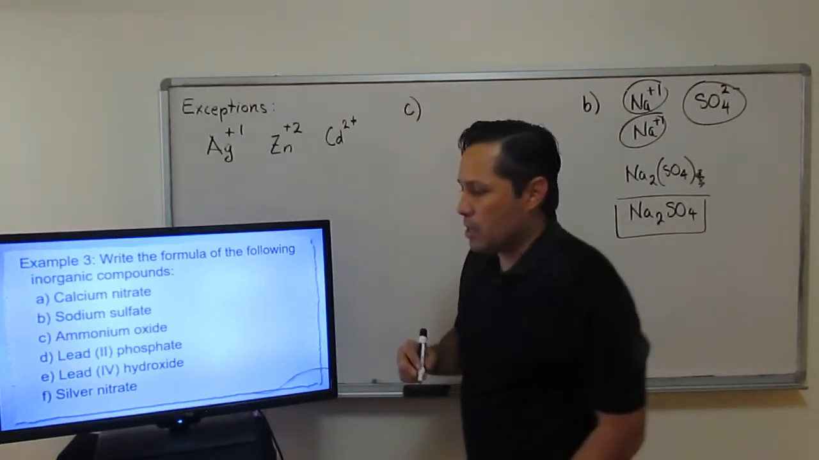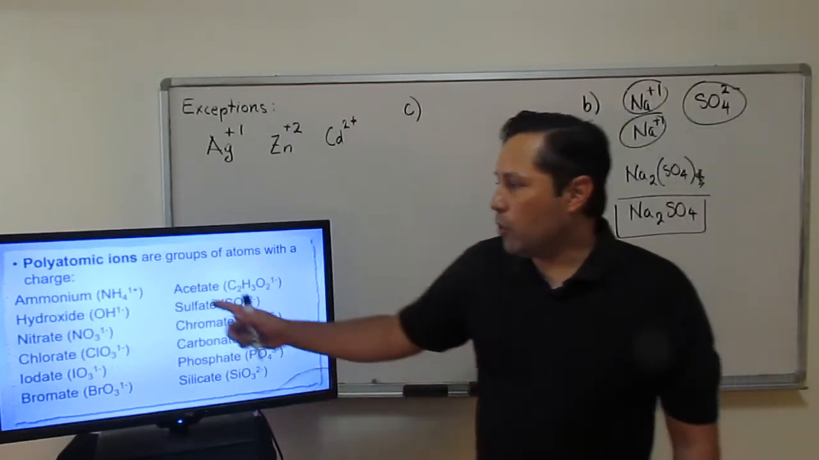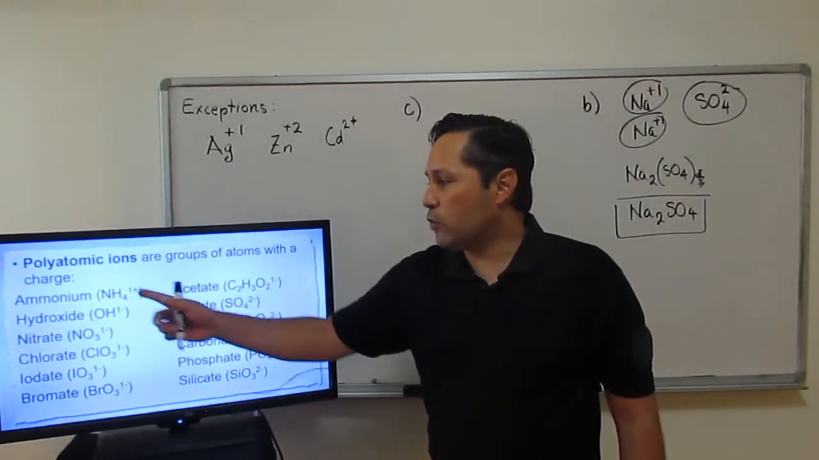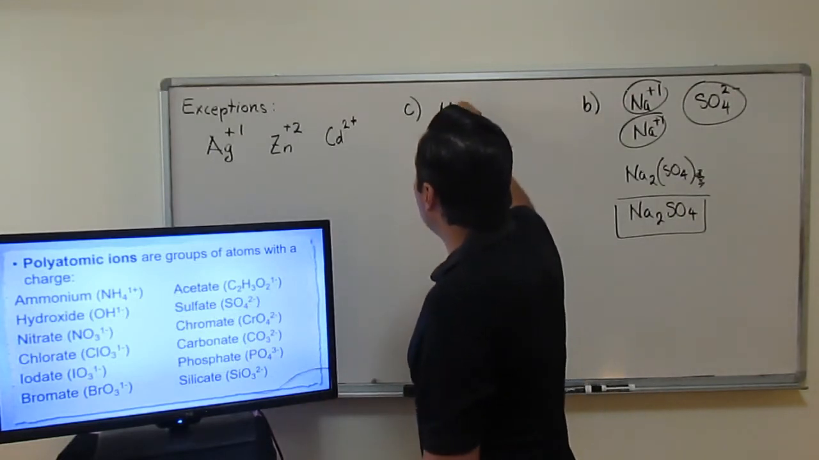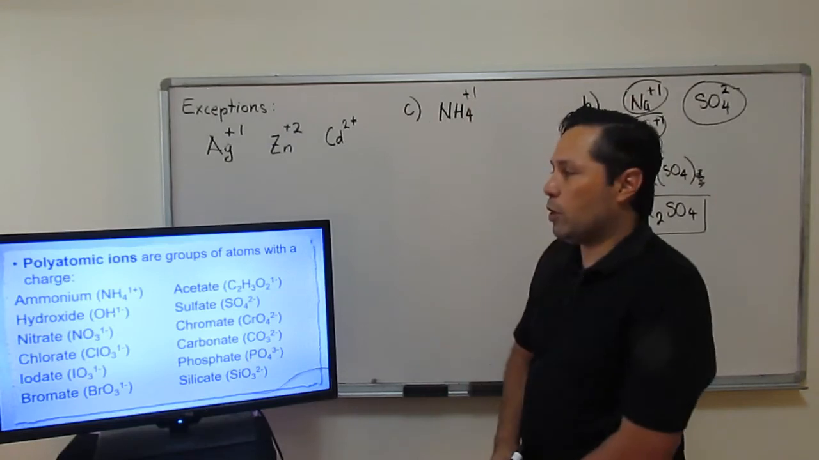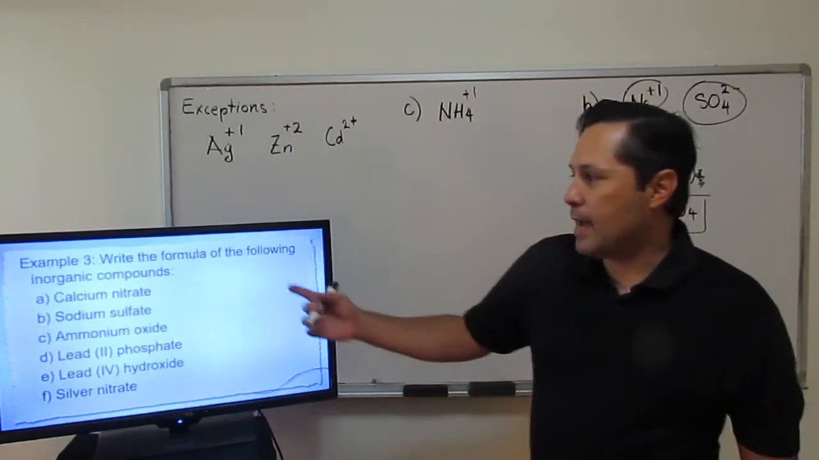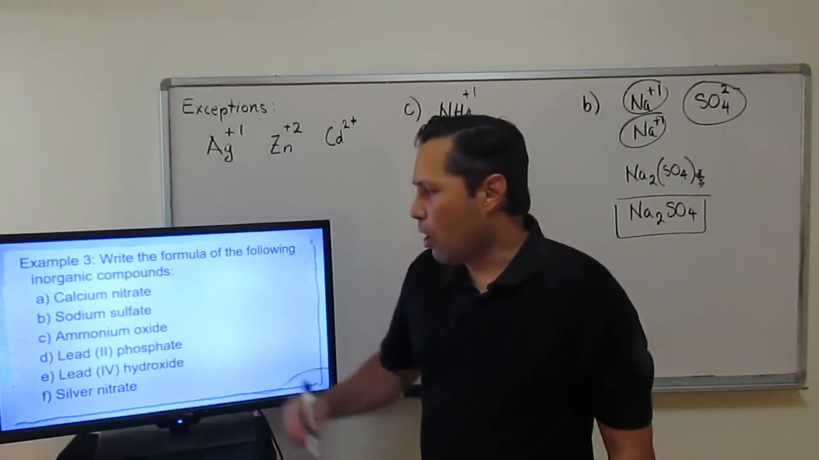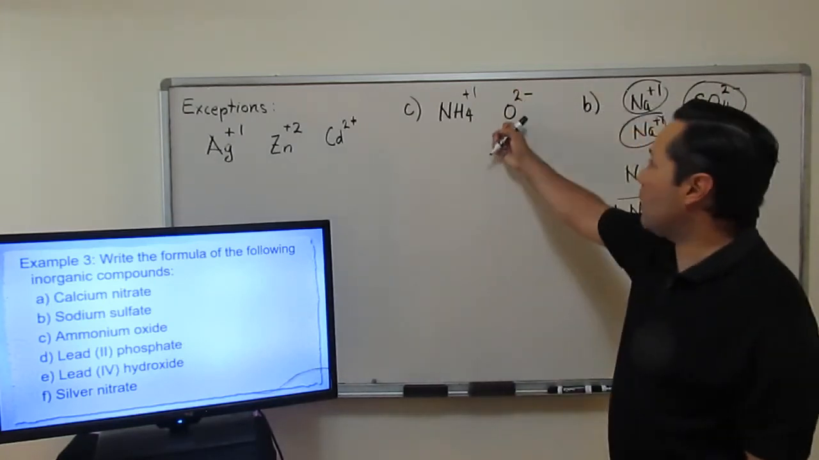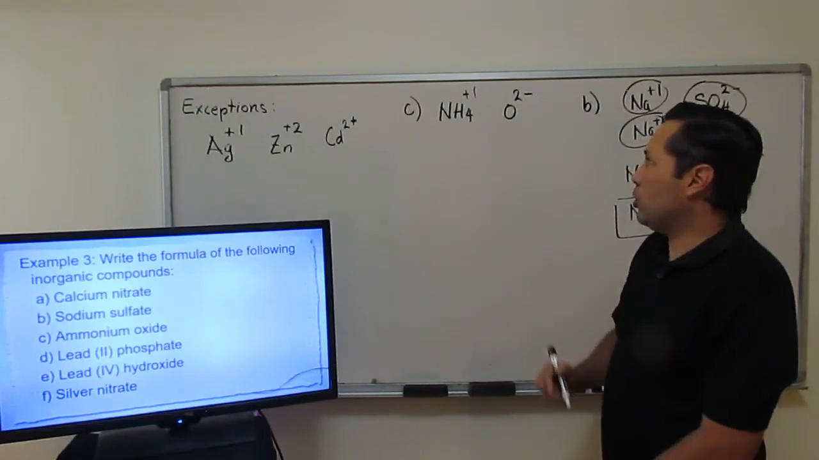So letter C, ammonium hydroxide, you have ammonium right here at the top, which is NH4, that means it's a nitrogen with 4 hydrogens attached to it. And the whole thing's got a +1 charge. And oxide, which is oxygen with a -2 charge. And again, you gotta look at your periodic table to get these charges.